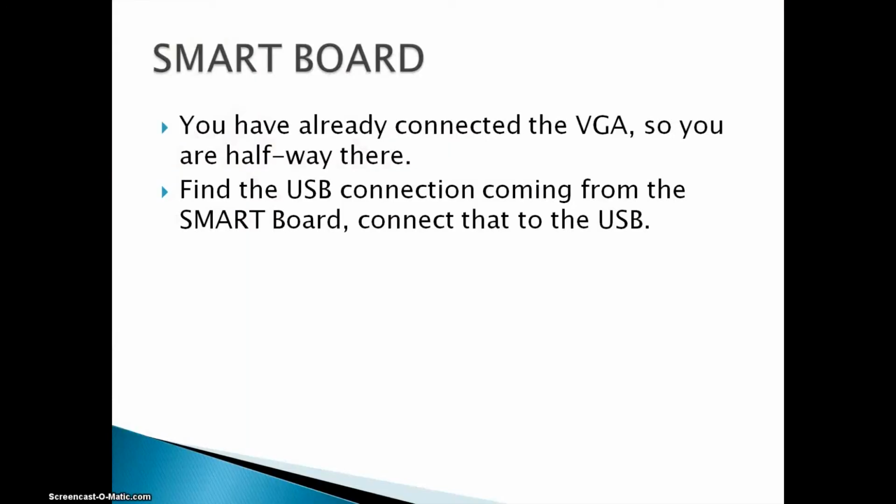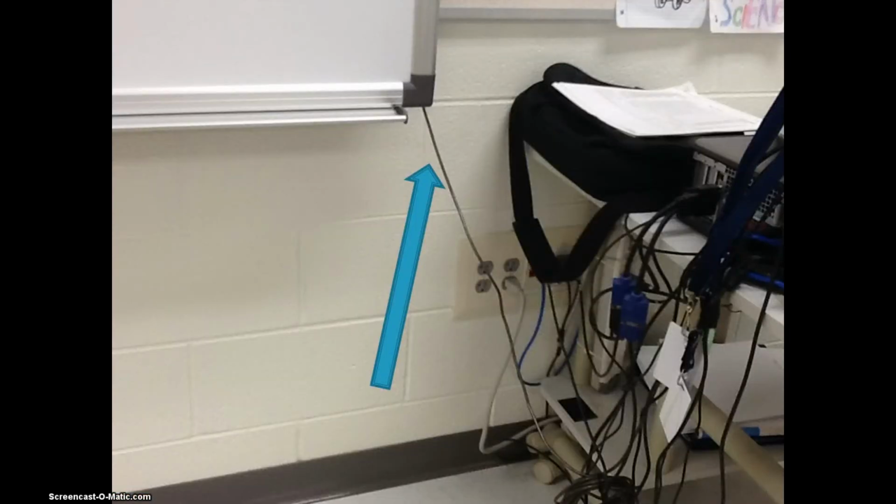Now, if you are one of those teachers who have a smartboard, you're actually halfway there because you've already connected the projector. The USB connection from the smartboard is what you need to look for. It's going to be a dangling cord from the back of your smartboard. Now, it might have been fixed to underneath your blackboard, so you might have to look underneath there.